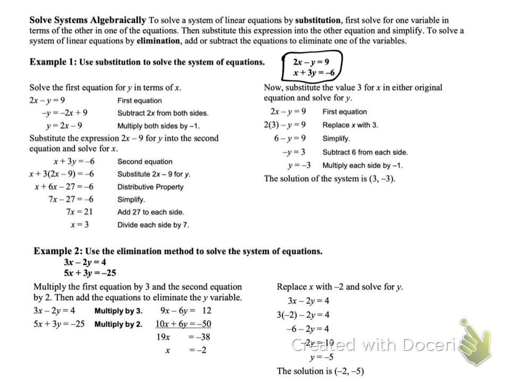Now, the other method will be elimination. The other method is elimination, and example 2 here.